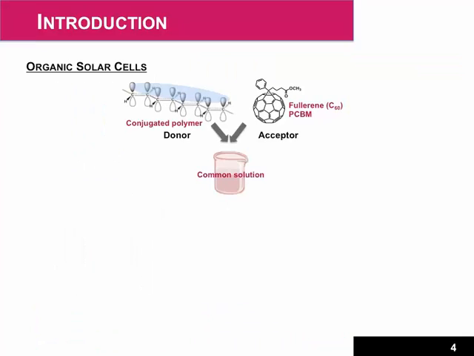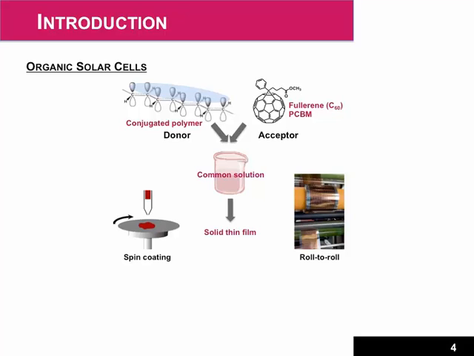So today about organic solar cells, I'm sure that all of you know that, but I'll still make a brief introduction. You take a material such as a conjugated polymer, which will be your electron donor, and since it is soluble, you can mix it in solution with another material, and typically it's an electron acceptor that's a fullerene derivative like PCBM, and you mix them in a common solution. And then you cast this solution into a solid film, either in the lab using something like spin coating, or on industrial scale using something like roll-to-roll processing.